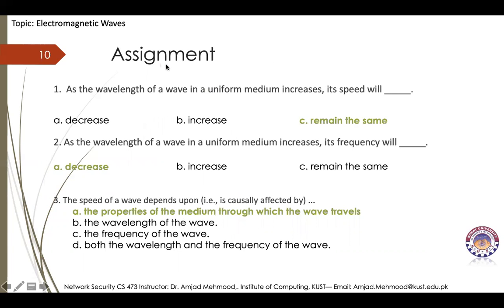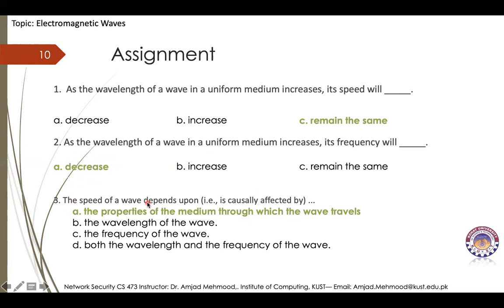Now, this was the first assignment: as the wavelength of a wave in a uniform medium increases, its speed will. These were the three options: increase, decrease, or remain the same. The answer was remain the same. As the wavelength of a wave in a uniform medium increases, its frequency will: decrease, increase, or remain the same. This time the answer will be decrease. The frequency will be decreased.